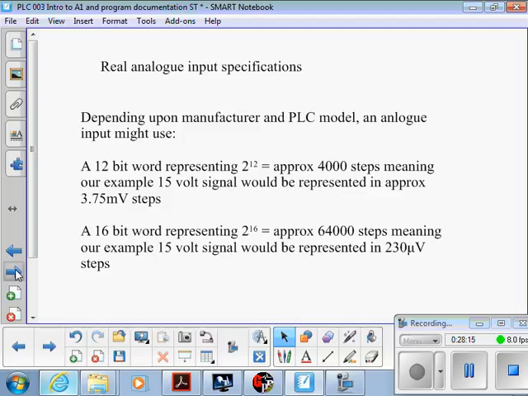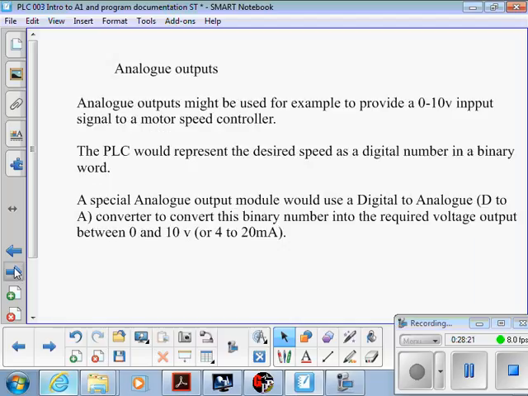So that's analog inputs. If we want to think about analog outputs, for example, you've got a motor speed controller that requires a 0 to 10 volt input to control the speed of a motor between 0 and 3000 RPM. What we could do is have the PLC represent the desired speed of that motor in the form of a digital number, similar to the binary word for the input. So the PLC decides how fast it wants the motor to run. It turns that into a binary number between top and bottom limit, and then it outputs a signal according to that number between 0 and 10 volts.